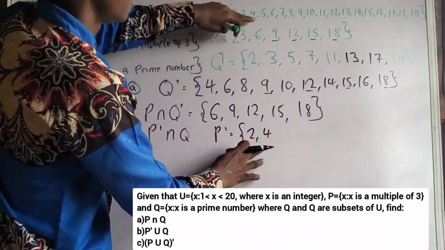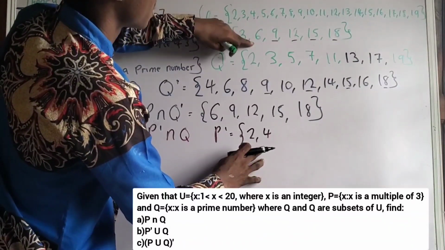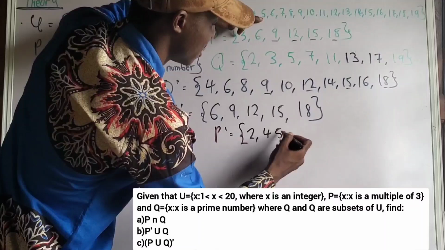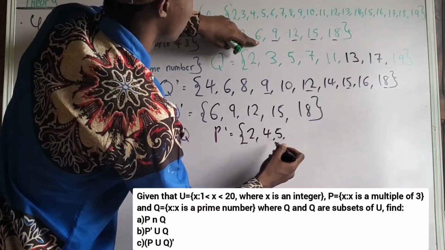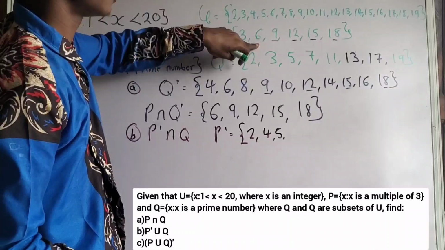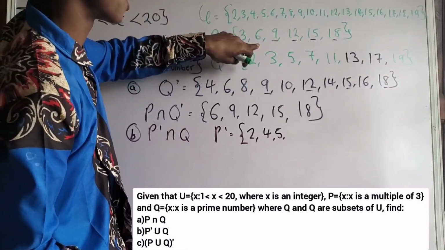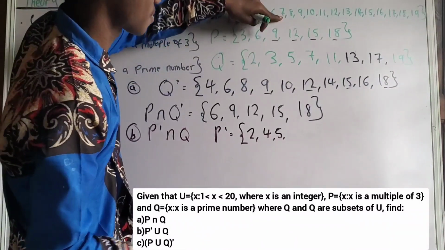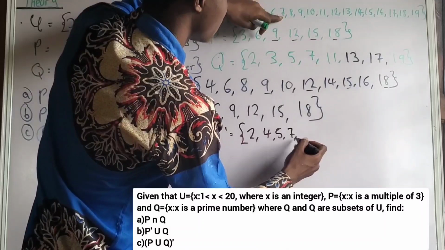Do you understand? Okay, 4 is present here, it's not present here. What of 5? 5 is present, but it's not present in set P. What of 6? 6 is present in the universal set, but it's also present in set P, so I'm not going to include it. What of 7? We are going to include 7.